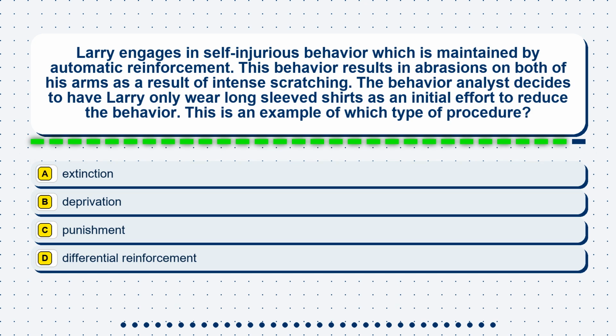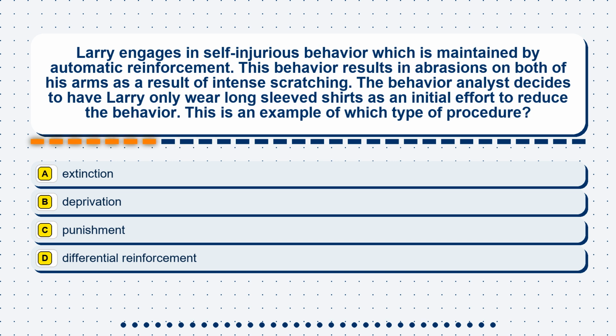Question 6. Larry engages in self-injurious behavior which is maintained by automatic reinforcement. This behavior results in abrasions on both of his arms as a result of intense scratching. The behavior analyst decides to have Larry only wear long-sleeved shirts as an initial effort to reduce the behavior. This is an example of which type of procedure?